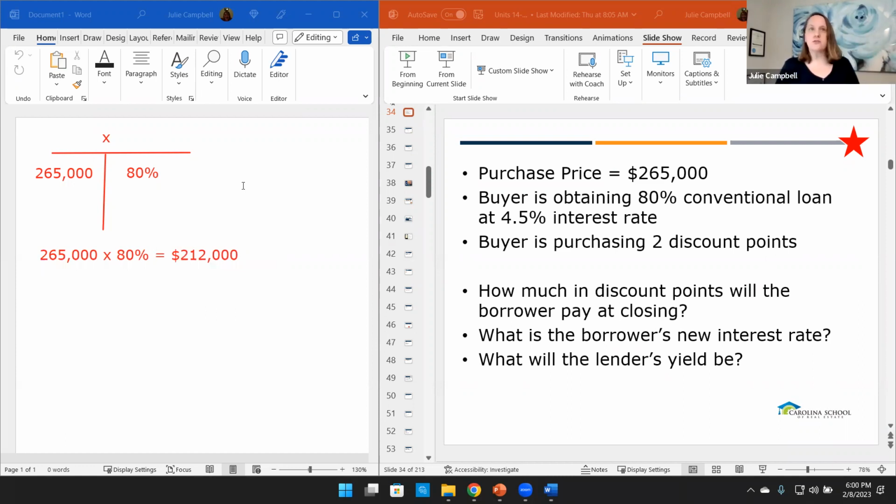We're buying the home for 265. We're borrowing 212,000 from the lender. What does the lender care about? They care about the 212,000, right? Lender hats on. That's what you care about because that's your money. So that's what you care about, the loan amount. Questions so far? How we got the 212,000?